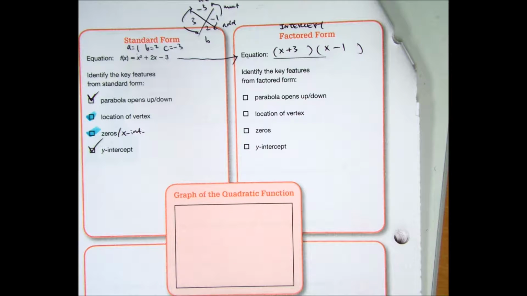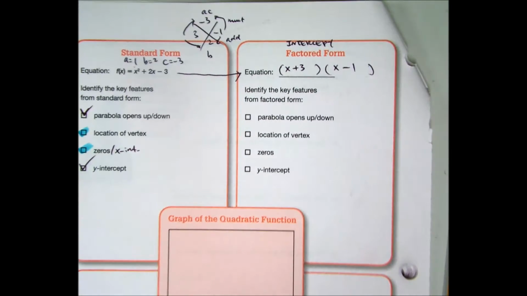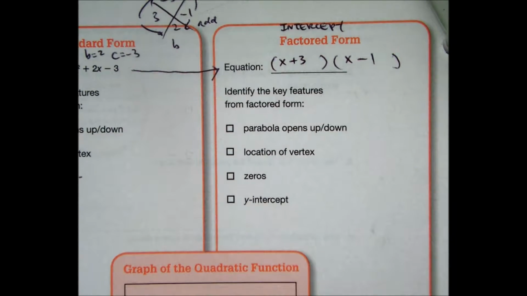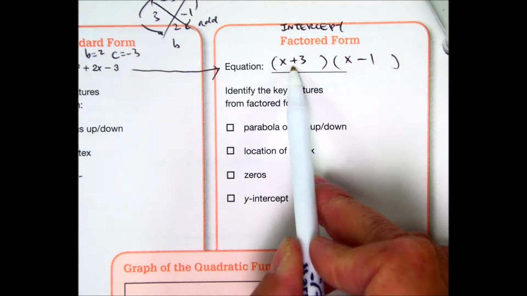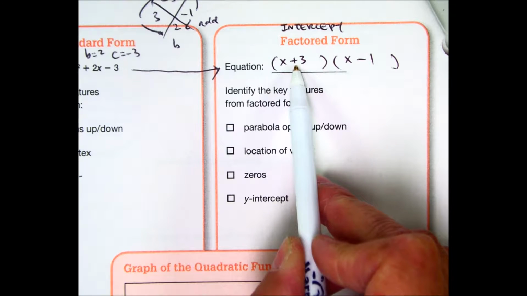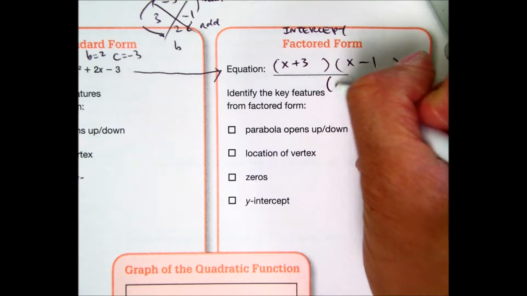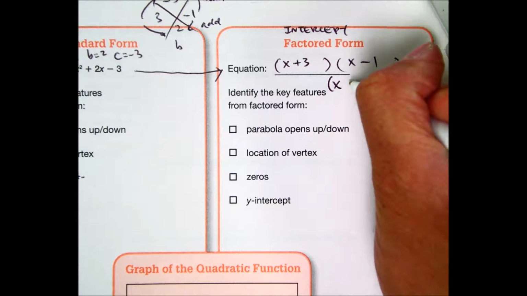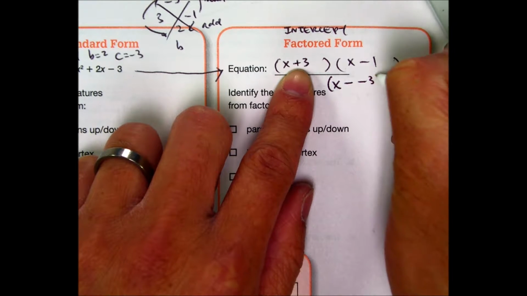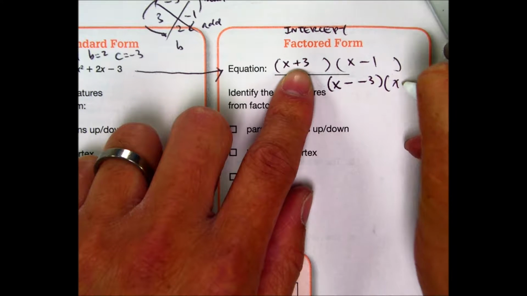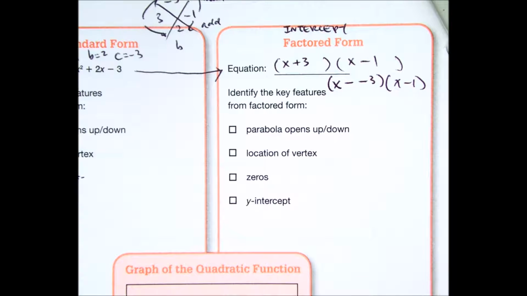All right, let's go over this. So in intercept or factored form, I want to change this because I don't want the plus sign. So let's rewrite this. X what? Minus negative 3. X minus 1. You might ask the question, why do we do that?